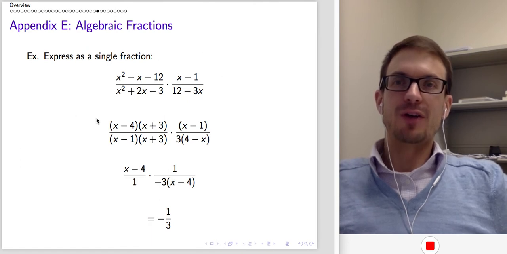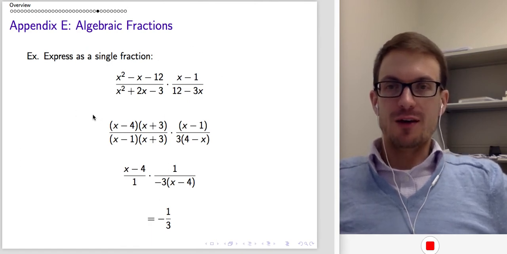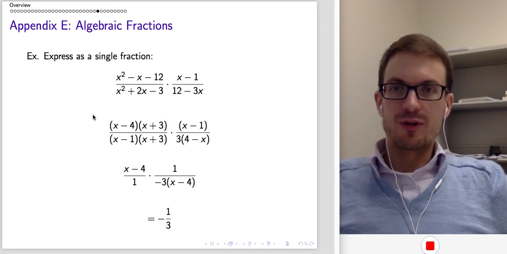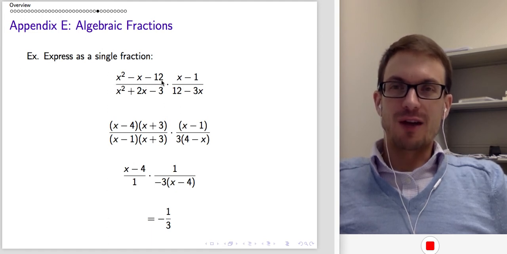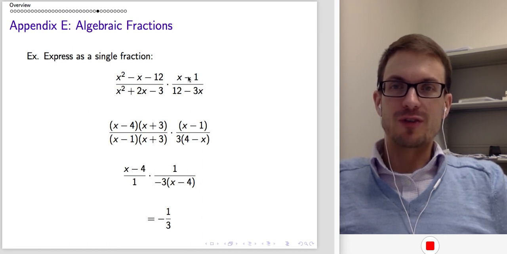Okay, so now a couple exercises. These are the ones that we had on the board. So here's the solutions. We have x squared minus x minus 12 divided by x squared plus 2x minus 3 times x minus 1 divided by 12 minus 3x.